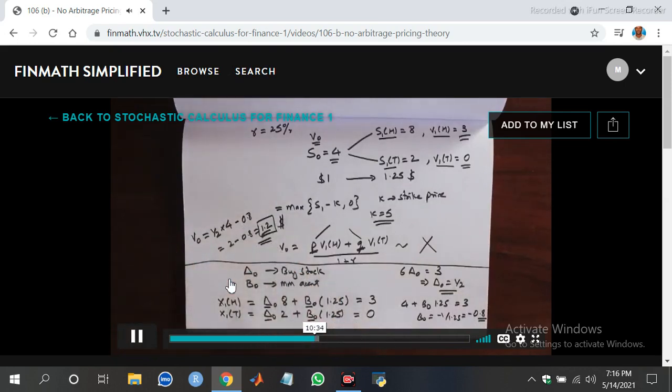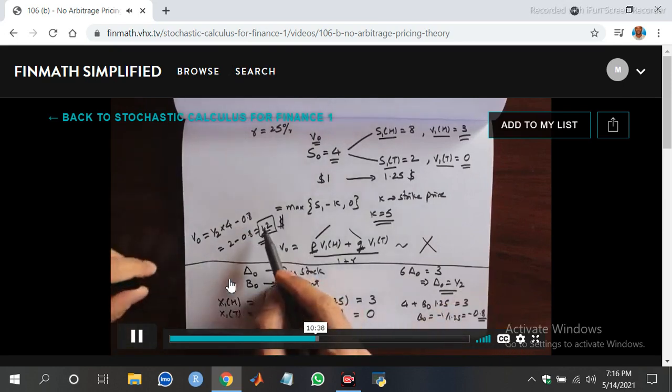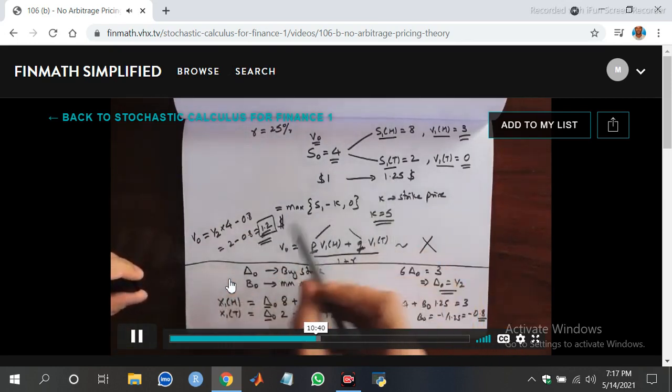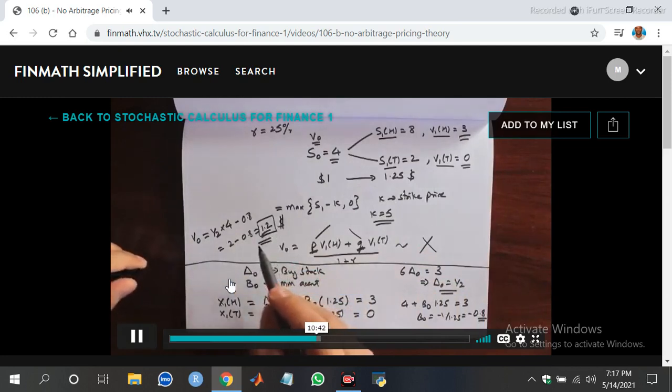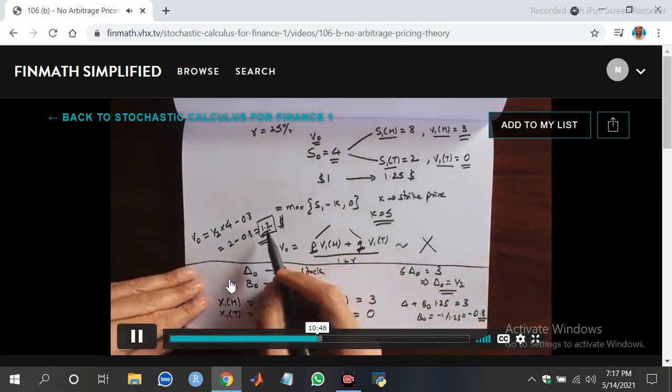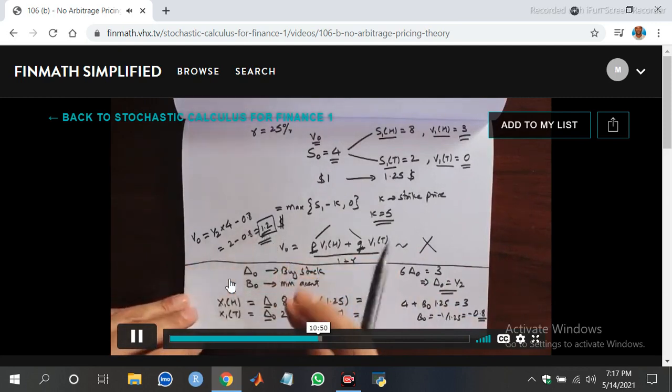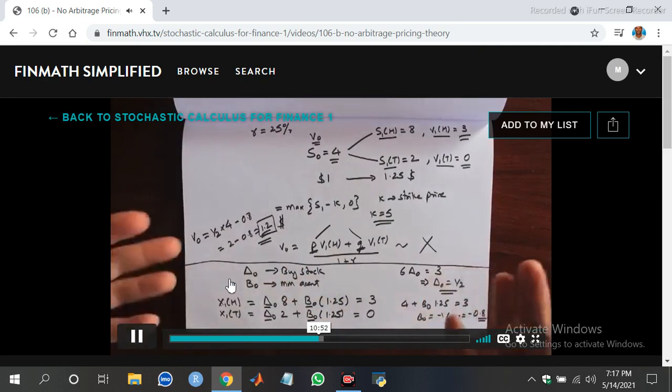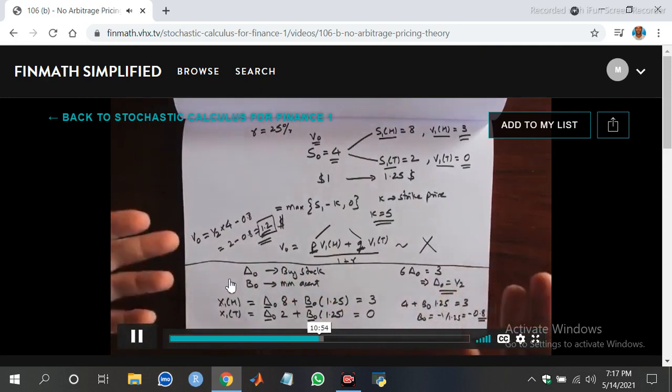So what our model now says is, in order to prevent any arbitrage, the value of the option should be 1.2. Now, what I would like to show you next is that if the value of the option is different from 1.2, then how there will be an arbitrage and how we can take advantage of it.